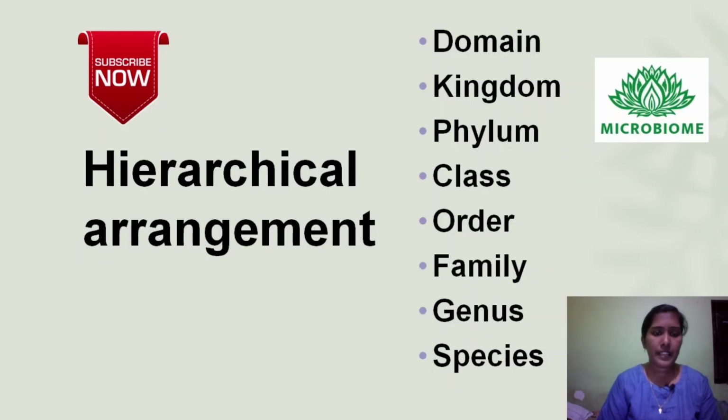And next comes the hierarchical arrangement. Here, the domain is the highest taxonomic rank and species is the lowest. Domain, kingdom, phylum, class, order, family, genus and species. That's the arrangement.